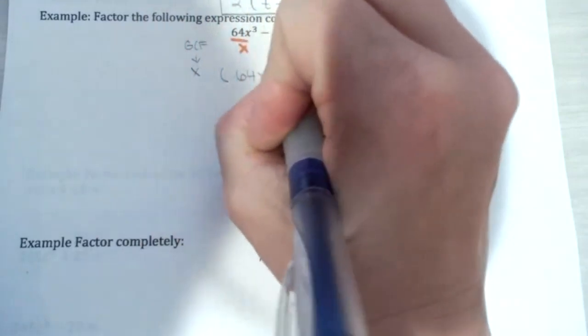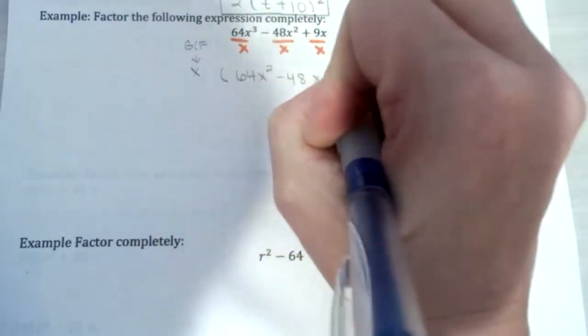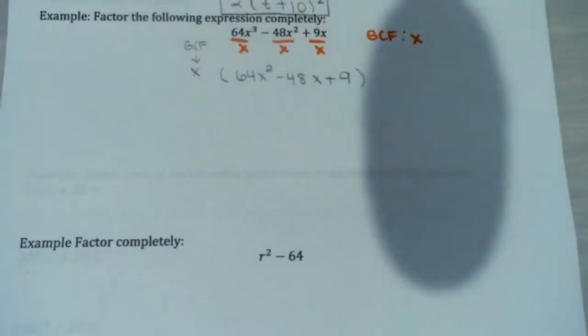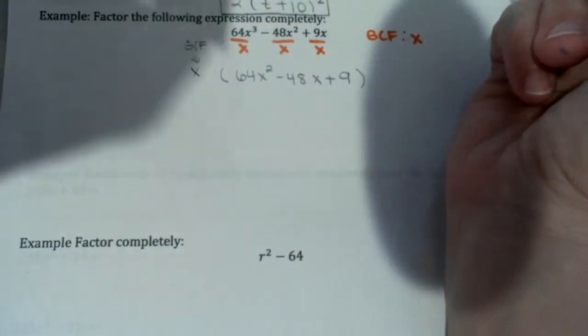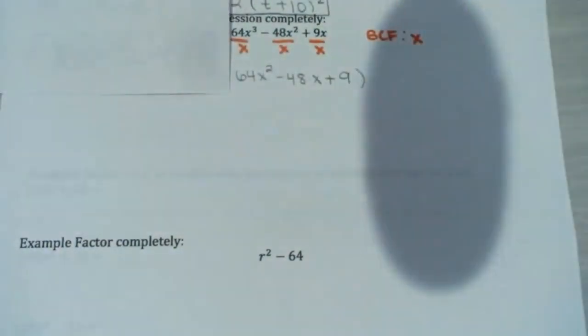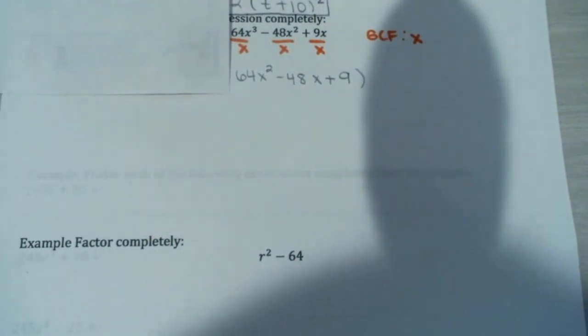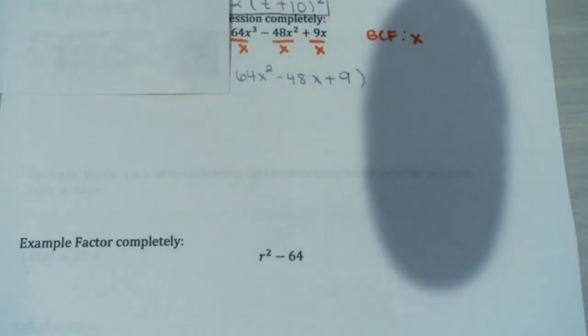We are left over with 64x squared minus 48x plus 9. So that GCF is already a factor. It's already part of our answer out front. So again, I'm just going to cover it up just so I don't get confused and put it inside this. Because all we're doing now is factoring whatever's left over. We're factoring 64x squared minus 48x plus 9.